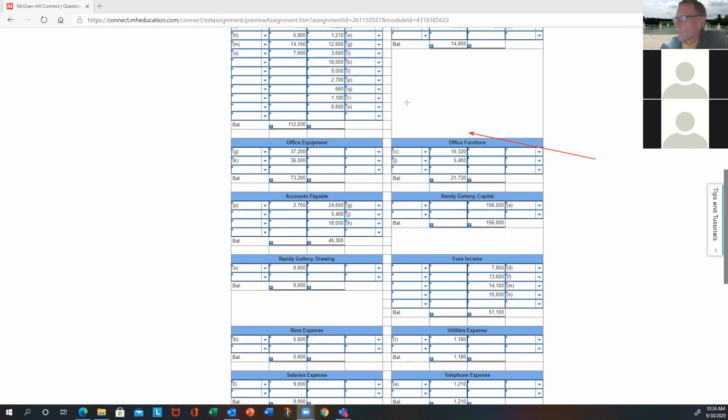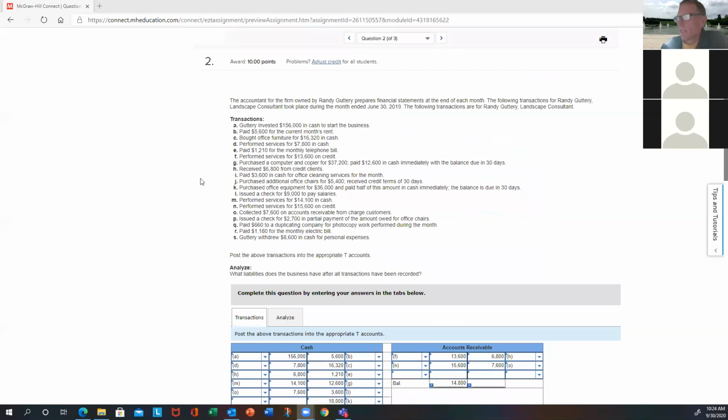So again, you would actually be typing these into the T account. You have a cell just like this. You just enter it. You either enter a debit or you enter a credit, and I believe the balances will calculate for you automatically, like this one did. But that would be what the problem would be. The transactions are the same.